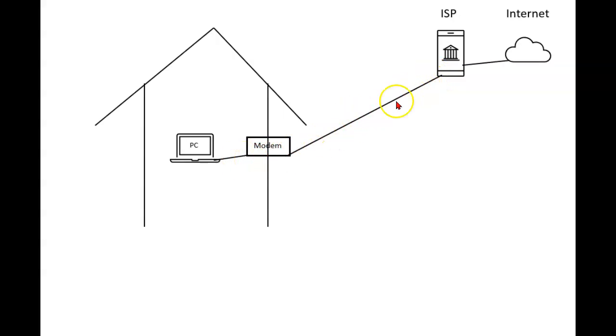That is to say, it changes the characteristics of the signal from the ISP, because the ISP uses such things as coaxial cable or other types of connection, to the type of signal that the PC can understand, and then back again. So that's the function of the modem.